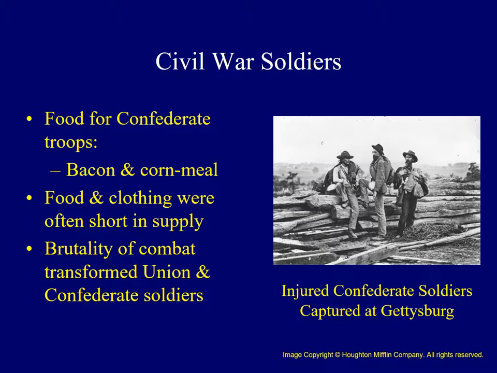Here we see some Confederate soldiers. Their diet usually included bacon and cornmeal. Rebel soldiers always seemed to be short on supplies, whether they be food, blankets, or shoes. For both sides, the brutality of combat transformed them if they were lucky enough to have survived the fighting.